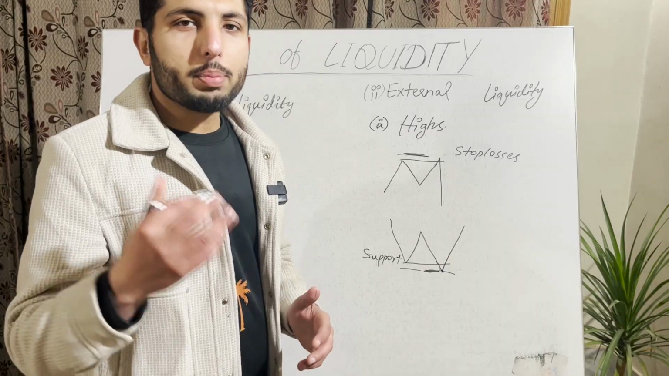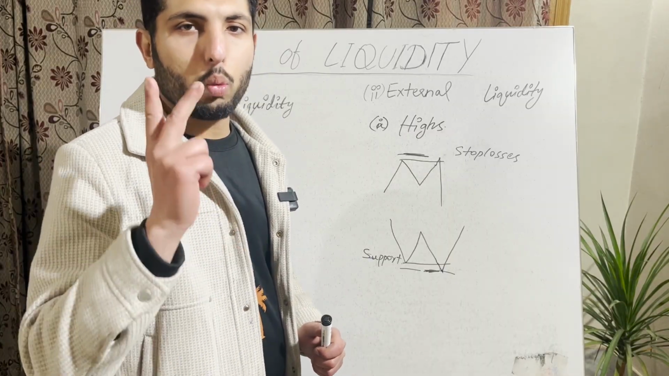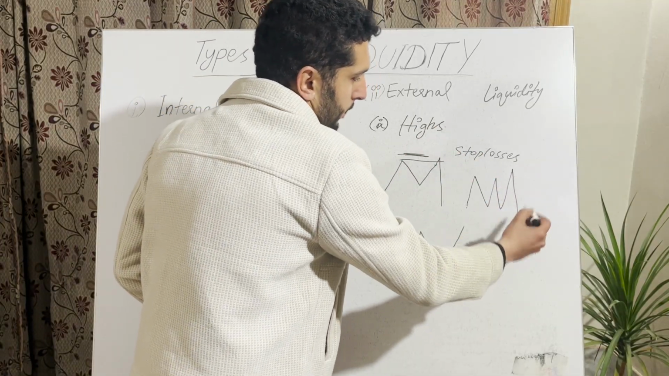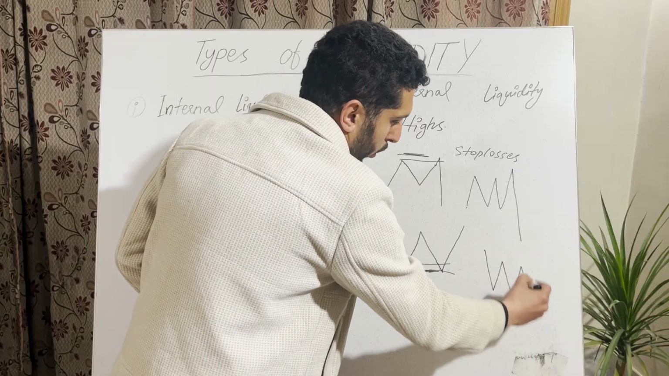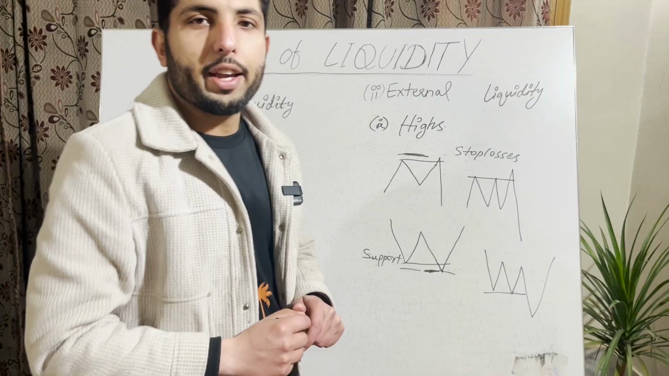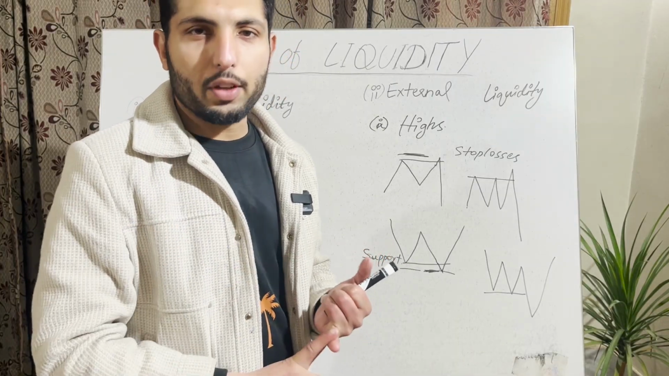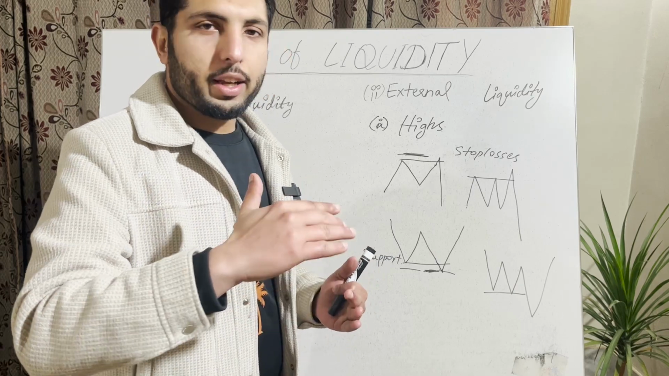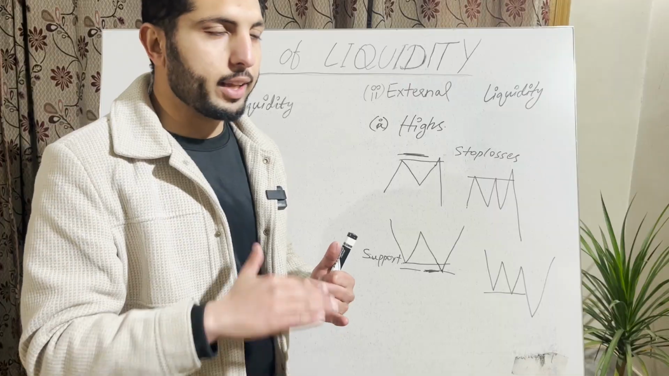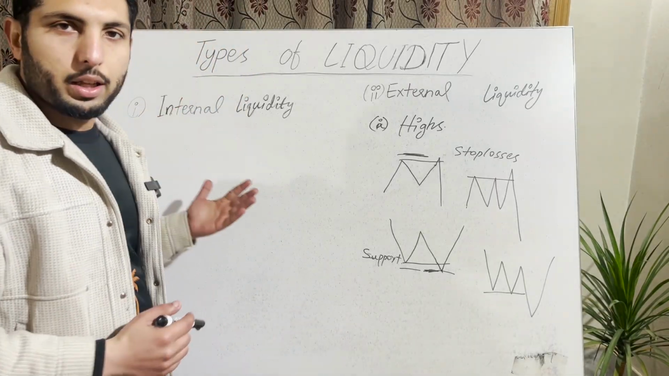So I hope now you know what external liquidity is, and it is not necessarily one high or one low. There could be several highs just like this, and there could be several lows just like this. We can also consider the topic of relative equal highs and relative equal lows. There is resting liquidity above the highs, and there is resting liquidity below the lows, and that is our external liquidity. Now let's come toward internal liquidity.